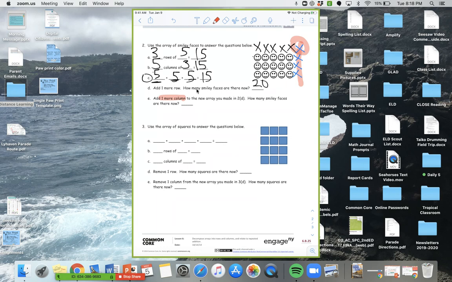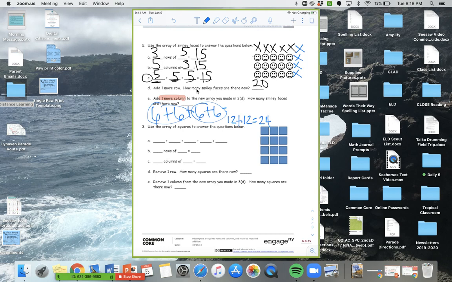so you could just count. Let me try to erase these lines. So we have, you can look at the rows. So you could write a repeated addition equation. I see that we have 4 rows and there's 6 in each row. So you could write 6 plus 6 plus 6 plus 6. Okay? 6 plus 6 is 12. 6 plus 6 is 12. 12 plus 12, which equals 24.